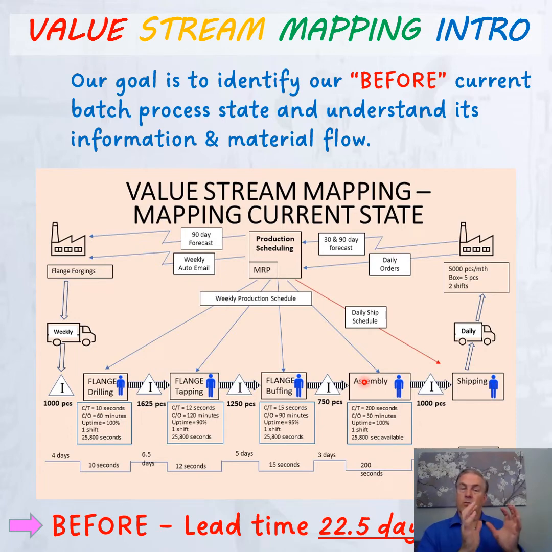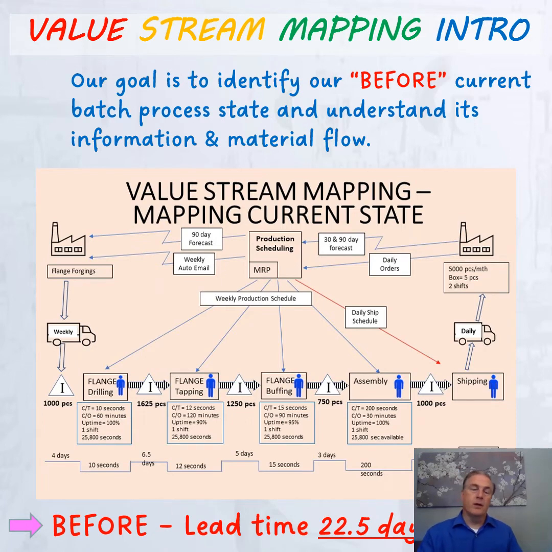What's happening is we've got all this inventory in front of each of these operations before we process. Because of that, our lead time, which you can't see here in the bottom right, is a total of 22.5 days. But when you look at the actual cycle time, it's 10 seconds in drilling, 12 seconds in the tapping operation, 15 seconds in the buffing operation, and the cycle time in the assembly is 200. So 237 seconds total of value-added time. Yet it takes us 22.5 business days, really a month, to make that part.